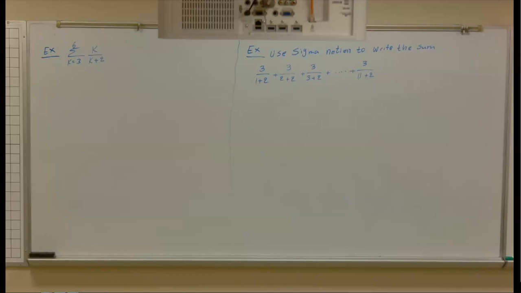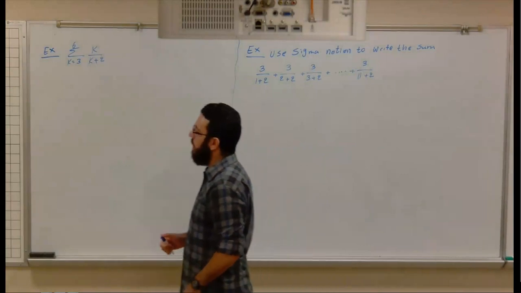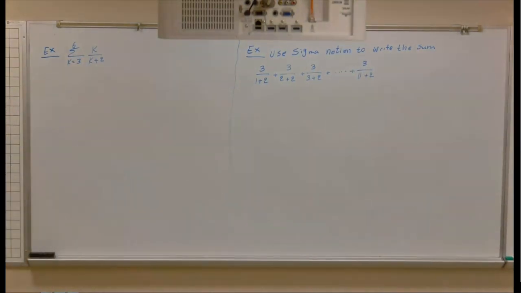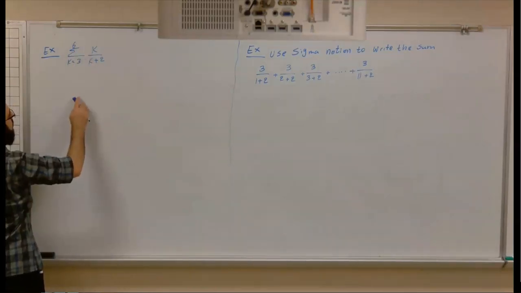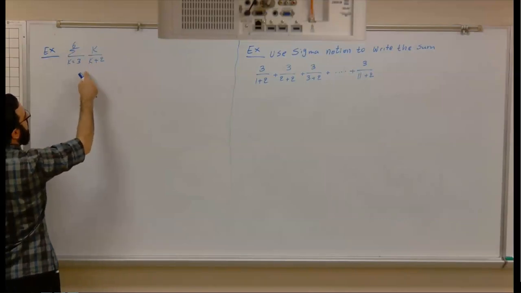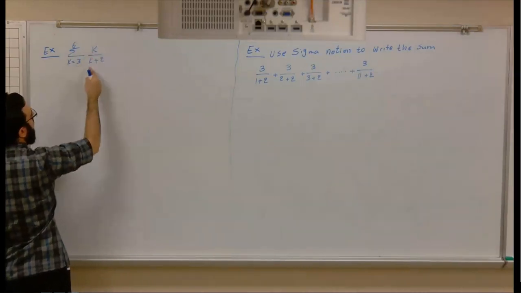So we're going to find, they ask you to find the summation of k over k plus 2, and k starts from 3 to 6. k starts from 3 to 6. In this case, we need to find the sum for these numbers. So what are we going to do? We're going to plug in k equals 3.